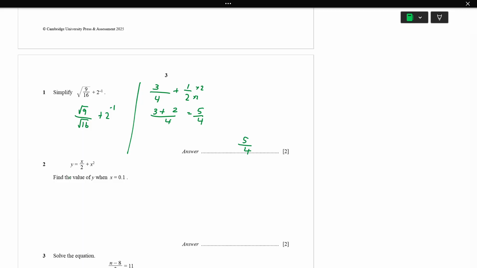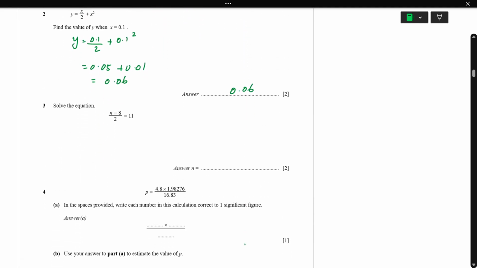The next question: y equals x by 2 plus x squared. Find the value of y when x equals 0.1. So we substitute 0.1 here: y equals 0.1 over 2 plus 0.1 squared, which is 0.05 plus 0.01, which is 0.06. The answer is 0.06.